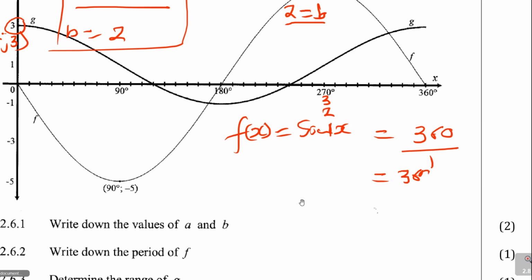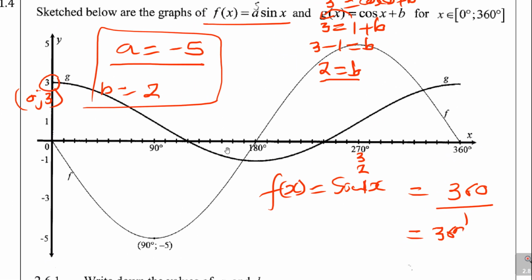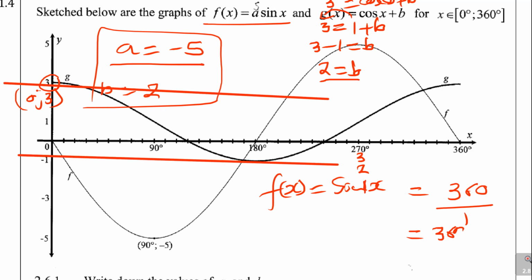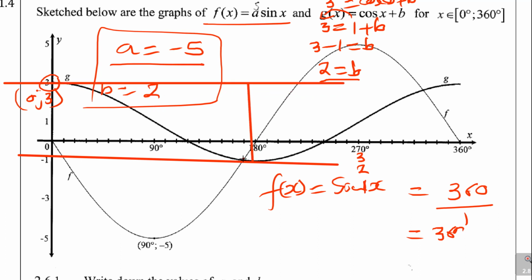Determine the range of g. Range, these are the y values. You ask yourself, if I look at g, it starts from there and the maximum value is there. So they want this distance. So where can you say it starts from? It starts from what? Minus 1. You say less than or equal to y, which is less than or equal to what? 3. Or you put it, say minus 1 up to 3.